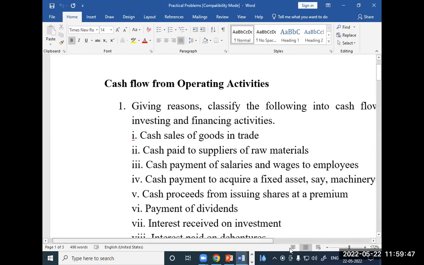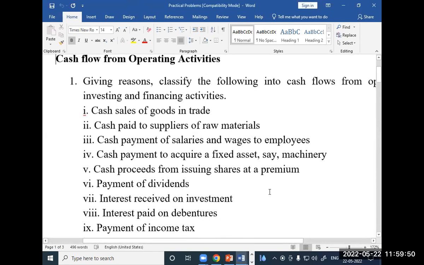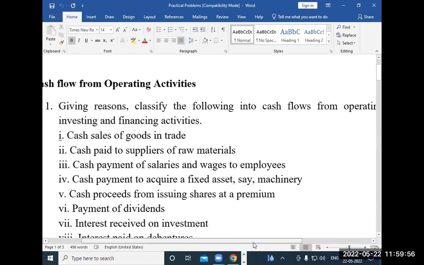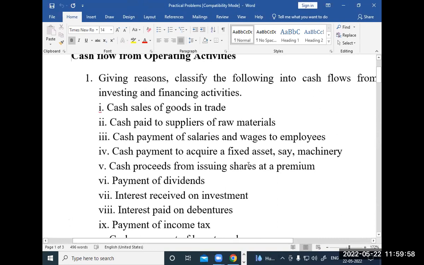Look at this question. Cash flow from operating activities. Giving reasons, classify the following into cash flows from operating, investing, and financing activity. First one, cash sales of goods in trade. Which activity will it fit into? Operating activity. Very good. Please, those who are online, please respond.